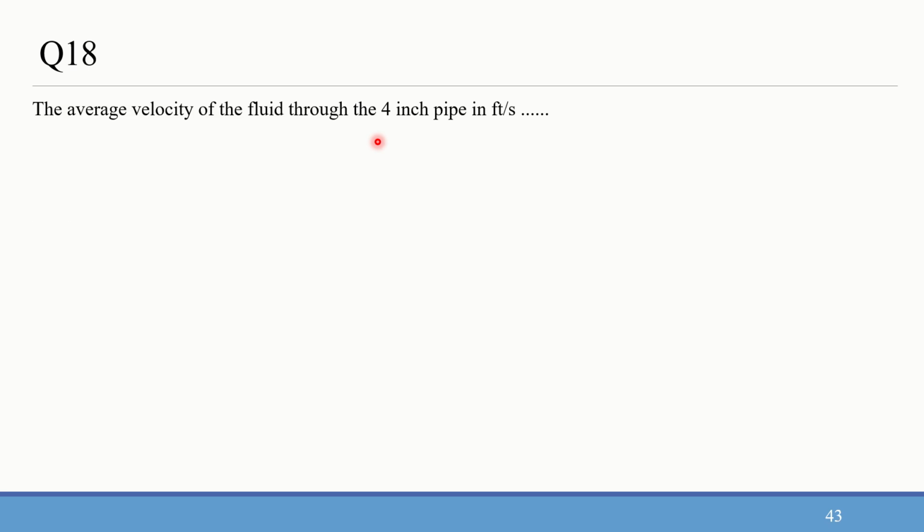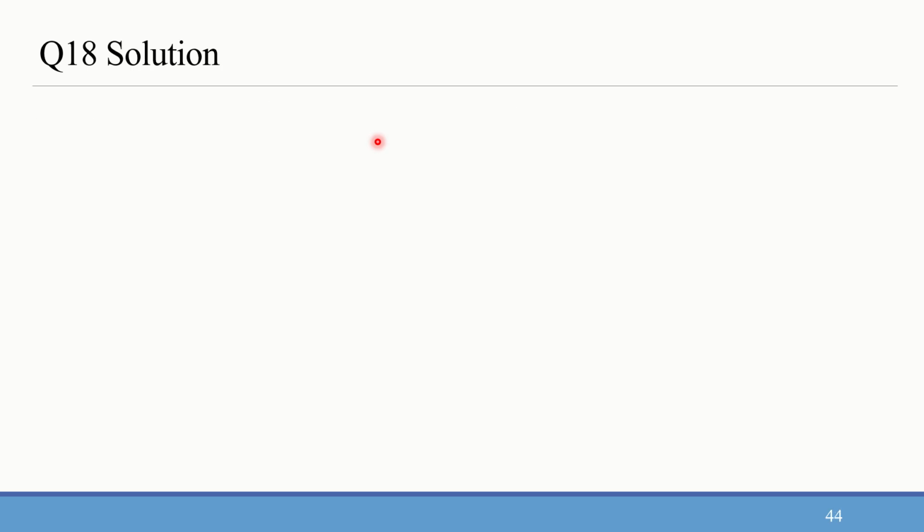Now the next question is how to calculate the average velocity of the fluid through the 4-inch pipe, and it is asked in feet per second. As we know, we have to convert one unit actually. Given it is 0.2 feet cube per second, and inch to feet conversion we can also do. 1 inch is 4 into 2.54 into 10 power minus 2 divided by 0.3012. So it is 1 feet is equal to 0.30.